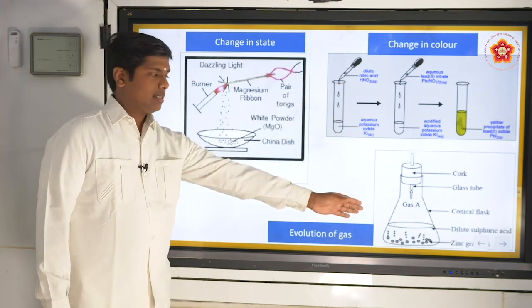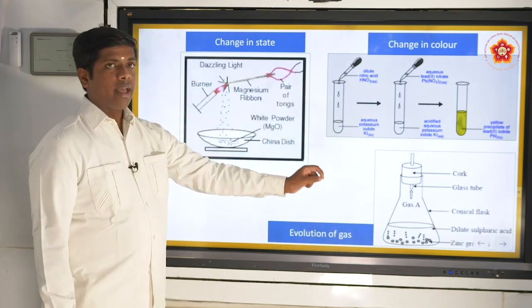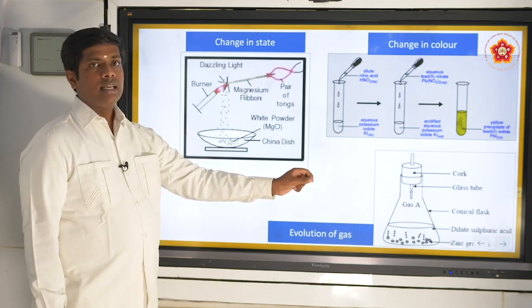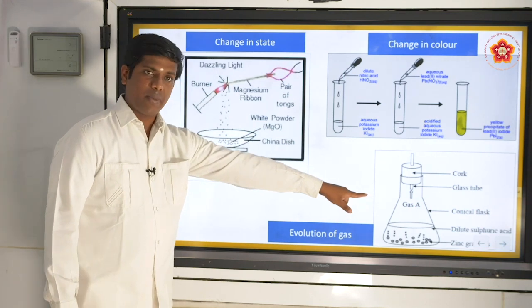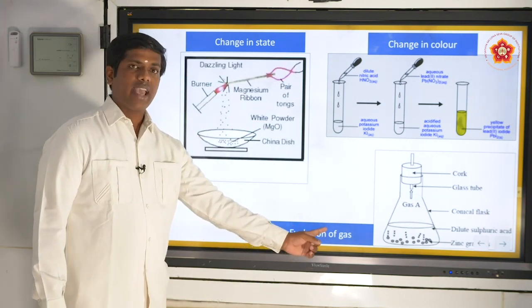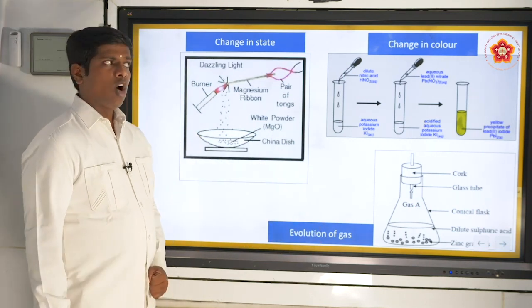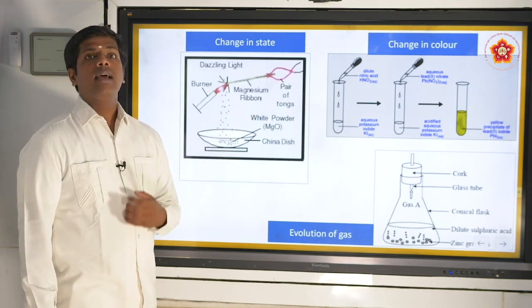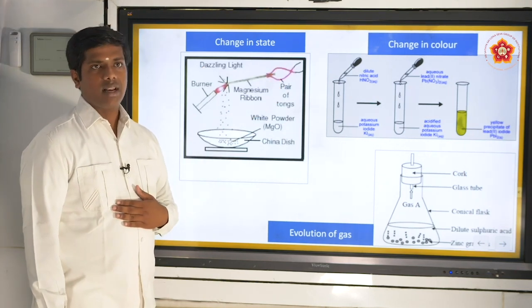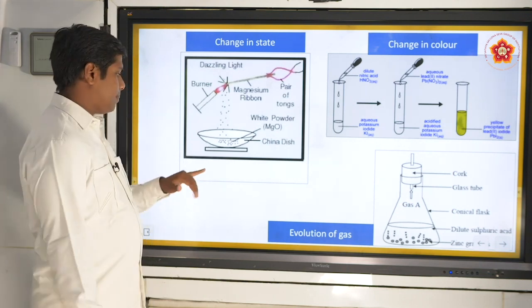Here in this third diagram, zinc granules are added to dilute sulfuric acid, where evolution of gas takes place. That is a change, evolution of gas, that is change in temperature. All these are the changes that we are going to observe in a chemical reaction.